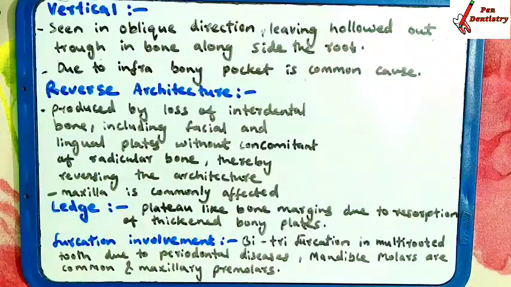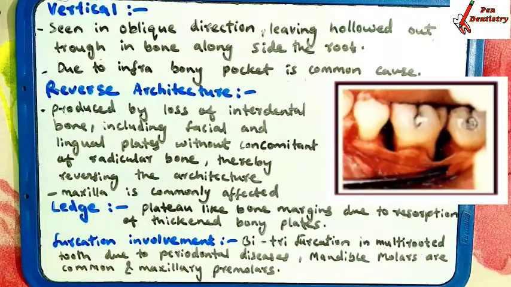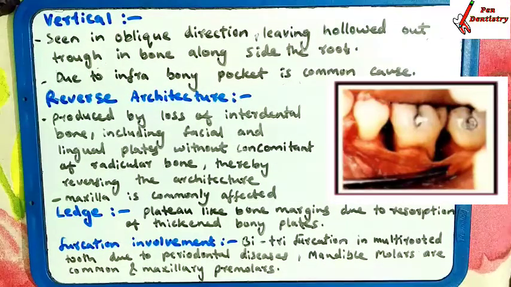Reverse architecture. This bone loss is produced by the loss of interdental bone. When there is a loss of interdental bone, including the facial and lingual plates, without concomitant loss of radicular bone, it reverses the architecture. Maxilla is most commonly affected here.